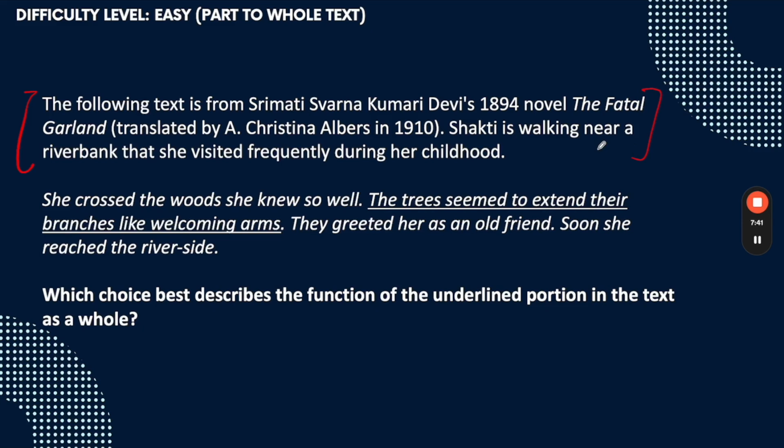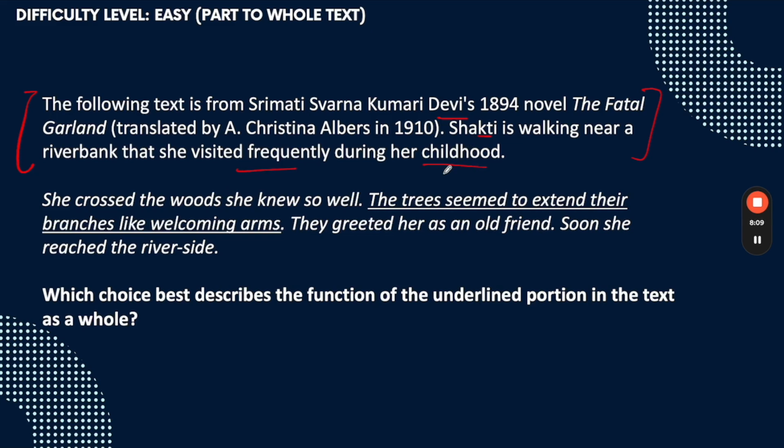Or something about the author. Let's read this particular blurb to understand our text better. The following text is from Devi's 1894 novel, The Fatal Garland. Shakti is walking near a river bank that she visited frequently during her childhood. Now this person, Shakti, is the character of the text that we are going to read. She is simply walking near a river bank, which she visited frequently during her childhood.